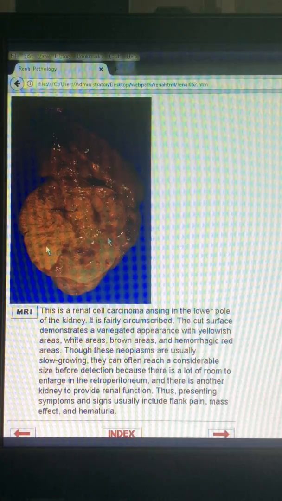Sometimes if the mass is away from the renal calyx, it could increase in size or even invade other organs before presenting with any symptoms. So the patient could be free of symptoms even though he is having a renal cell carcinoma.